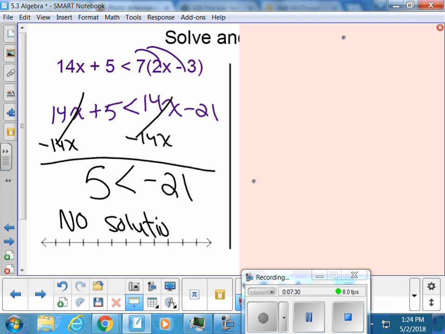Now, if I had gotten to a point where this would be a true statement, like if it had said 5 is less than 10 or something to that effect, and it's a true statement, then you would say infinite solutions. So my solution on the number line is an empty number line. If it had been an infinite solution, do you know what you would do on your number line? Shade everybody in. Yeah. Okay.